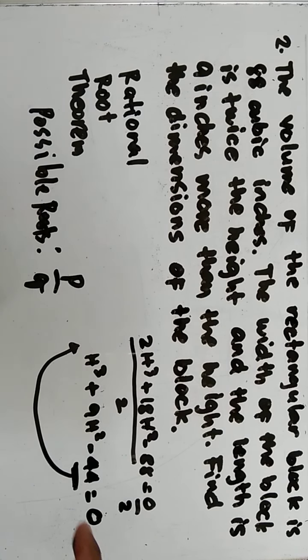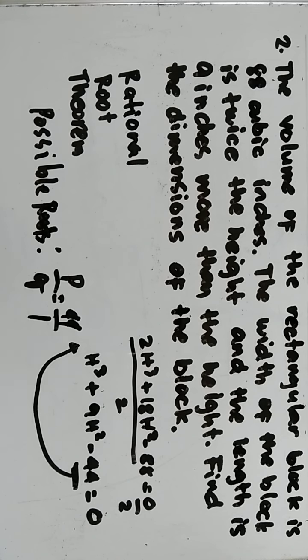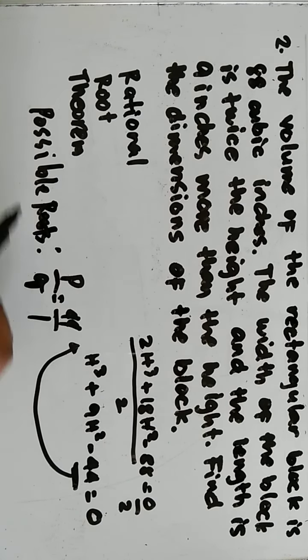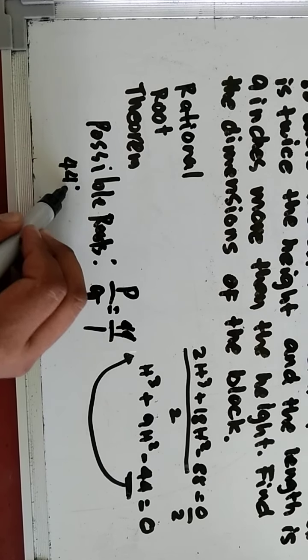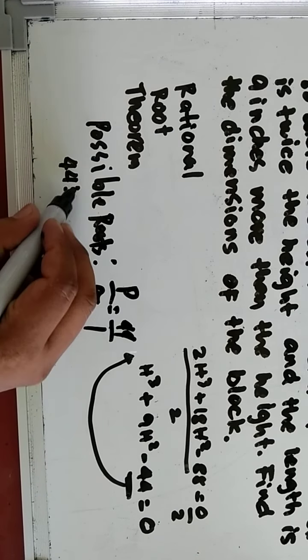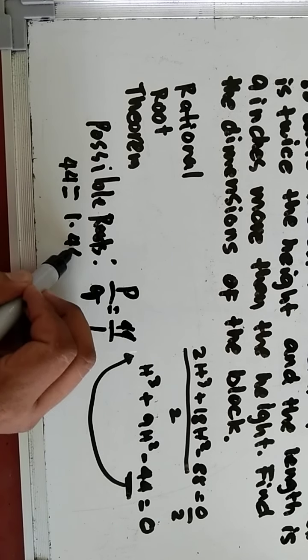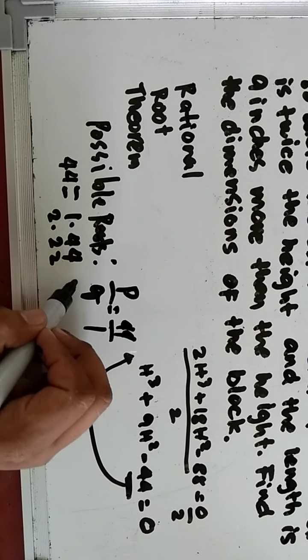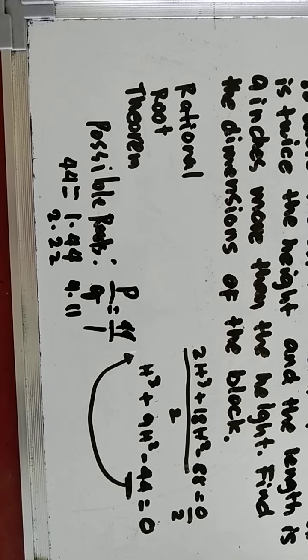So, ngayon, i-identify natin yung P over Q natin. So, ibig sabihin, meron tayong 44 over 1. 44 divide 1 is 44. So, ibig sabihin, ang possible roots natin ay 44. Ngayon, maghanap tayo ng mga numbers na kapag minumultiply natin, ang sagot ay 44. So, we have 1 times 44. We have 2 times 22. We have 4 times 11. Okay. Meron pa ba?